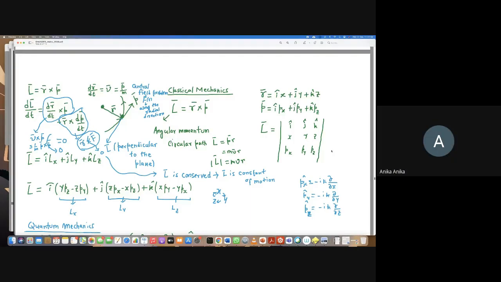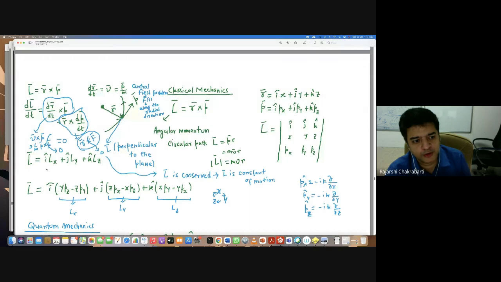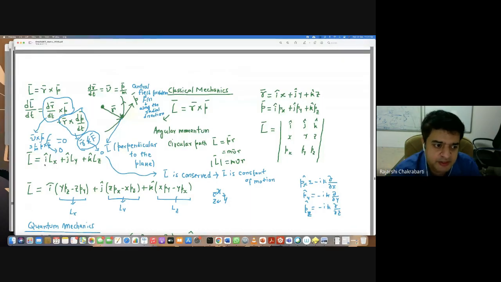Now if L is a vector, it will also have three components, Lx, Ly, and Lz. So I can also write it as Lx plus Ly plus Lz, of course with i cap, j cap, k cap. This is fine, three components. And these are Px, Py, Pz, which are defined here.